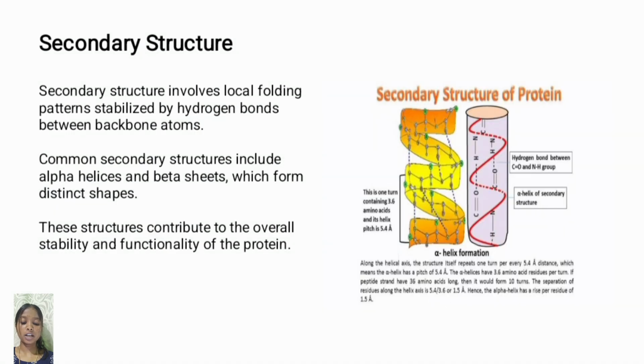Let us see the secondary structure. The secondary structure involves local folding patterns stabilized by hydrogen bonds between backbone atoms. So basically it can be seen in the backbone atoms. Common secondary structures include alpha helices and beta sheets, which form distinct shapes. So in the secondary structure, we see two types of structures, namely alpha helices and beta sheets. These structures contribute to the overall stability and functionality of the protein.